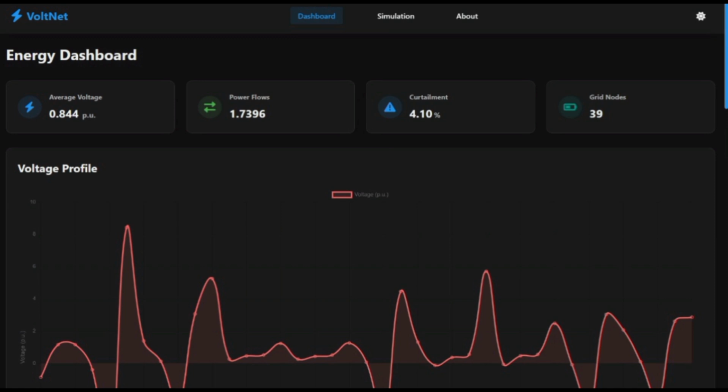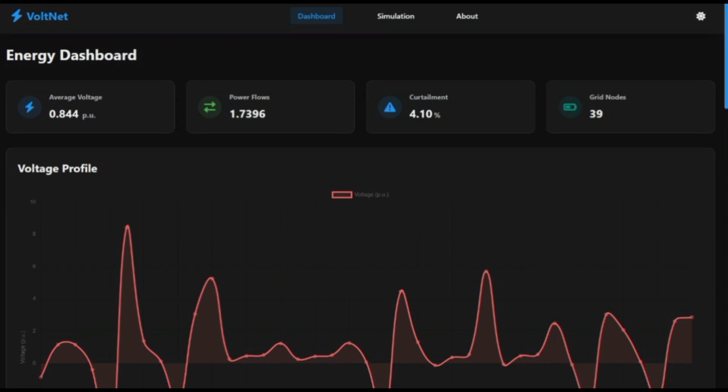So, what exactly is it designed for? Researchers exploring renewable energy integration, utility companies managing smart grids, and of course, energy planners and students who want to visualize and test real grid conditions. And this is also very scalable, meaning it can work for anything from a small microgrid to a national power network. As more solar and wind plants are added, VoltNet learns and adapts, giving faster and more accurate predictions over time.